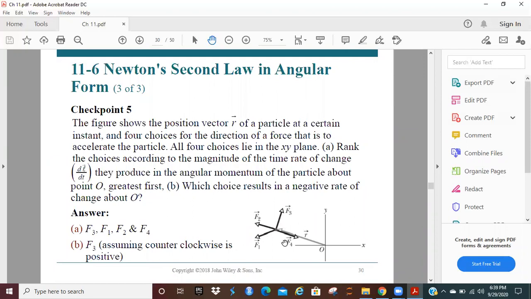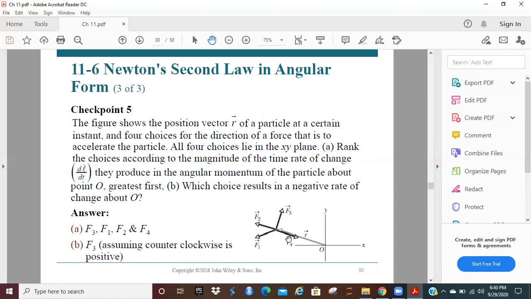Force 3 is going to end up being perpendicular, since everything lies in the xy plane. That's going to be perpendicular to r. Since it's perpendicular to r, that is going to produce the angle that has the greatest value of the sine of that angle. So if we're looking at the magnitude of that change in angular momentum, F3 is going to be our best bet. We're going to apply a force that is perpendicular to that arm of r.